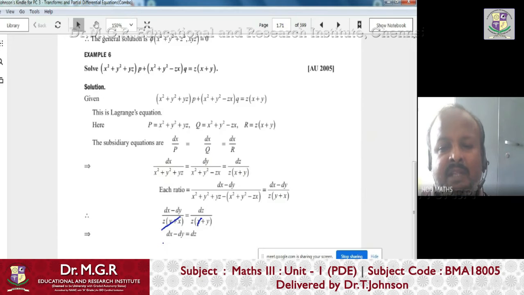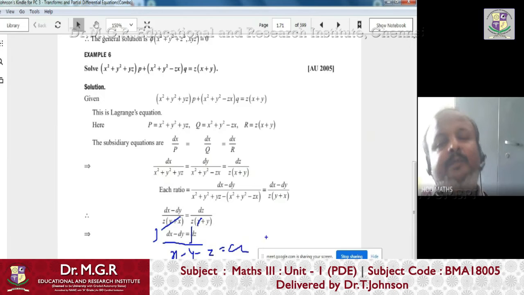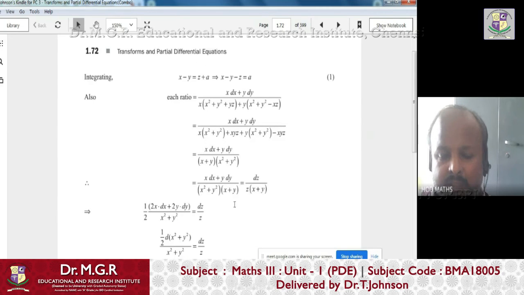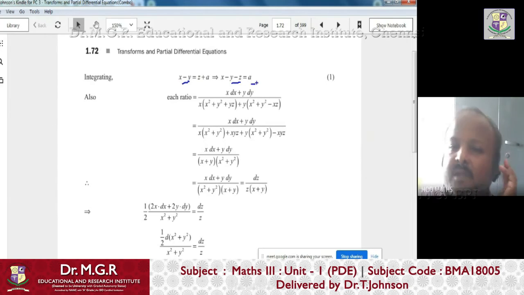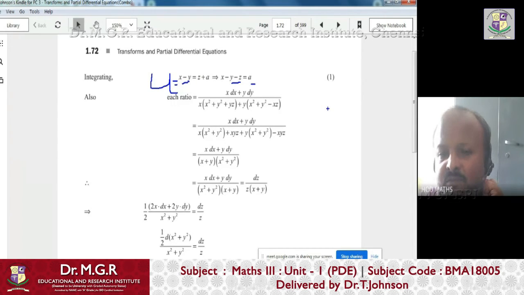In the numerator we have dx minus dy equals dz. Now you can integrate both the left hand side and the right hand side directly. Automatically we get x minus y, and z comes to this side and becomes minus z, equal to an arbitrary constant a. So x minus y minus z equals the arbitrary constant a. You take this as u, but that is not sufficient, you have to find one more relation, v of x y z.